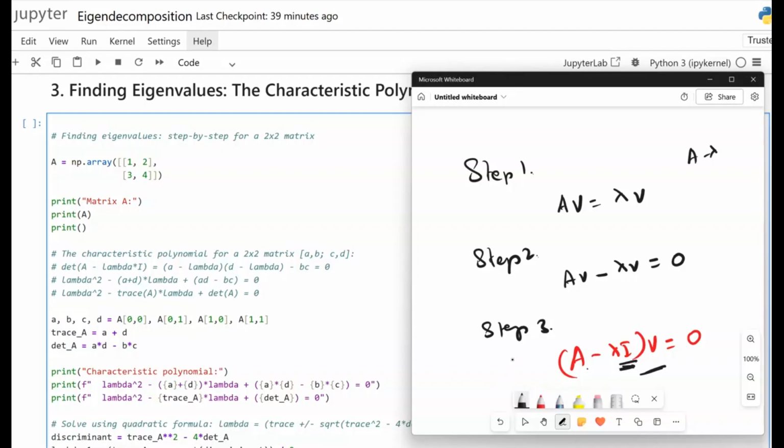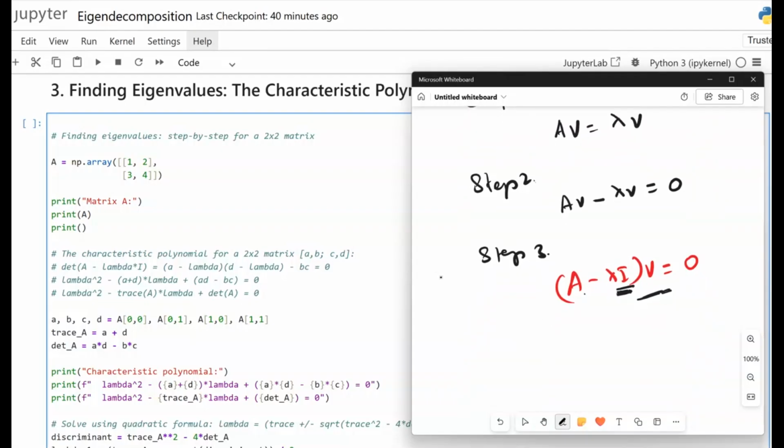Now, this step says that V is in the null space of A minus lambda I. Since we exclude the trivial solution V equals 0, that is, the zero vector is never considered an eigenvector, the matrix A minus lambda I must be singular. Only a singular matrix has a non-trivial null space. And dear friends, we already know that a singular matrix has a determinant of 0, that is, determinant of A minus lambda I equals 0.